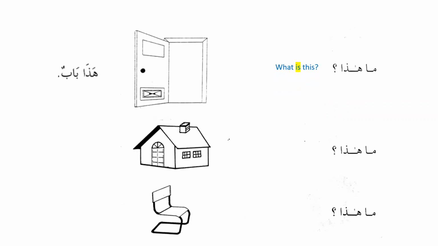Ma hadha. What is this? هذا بيت. Excellent. Please focus on the ending. Very important. هذا بيت. هذا باب. ما هذا? What is this? هذا كرسي. It is a chair.